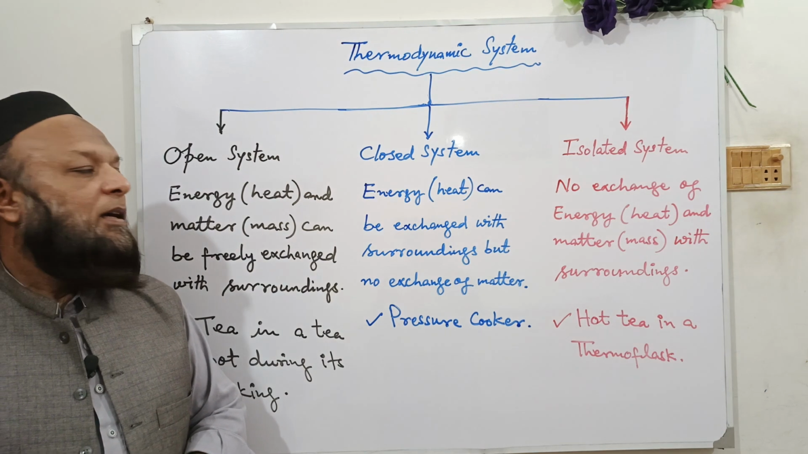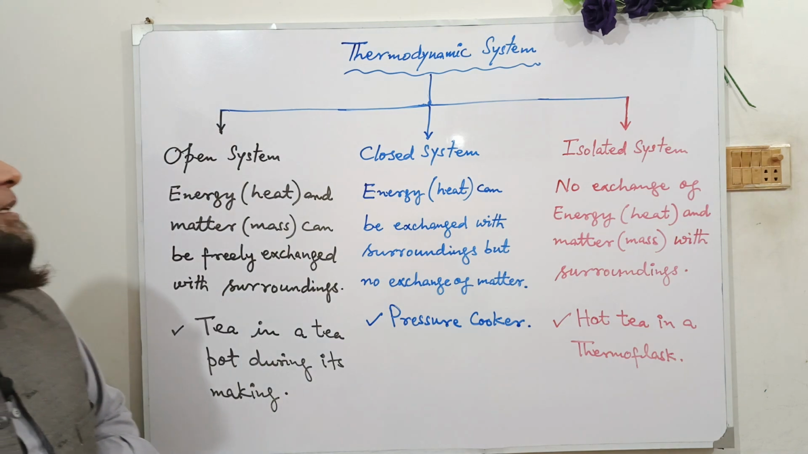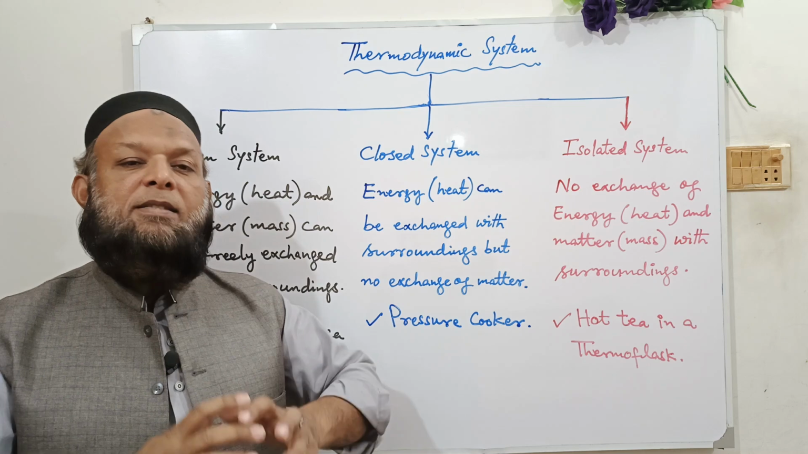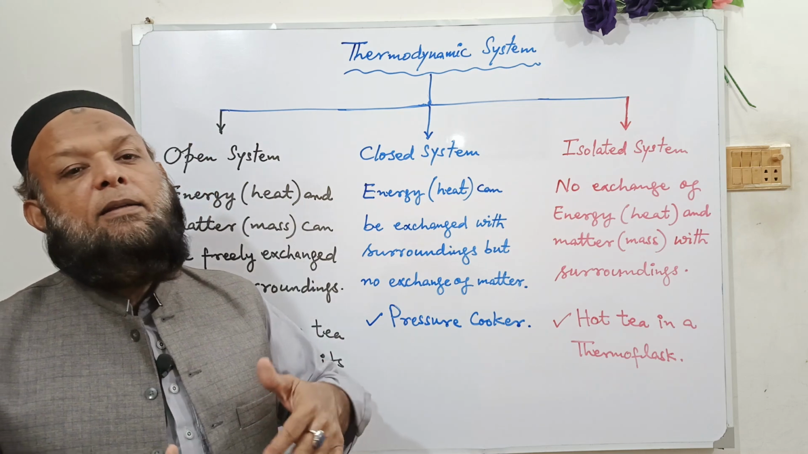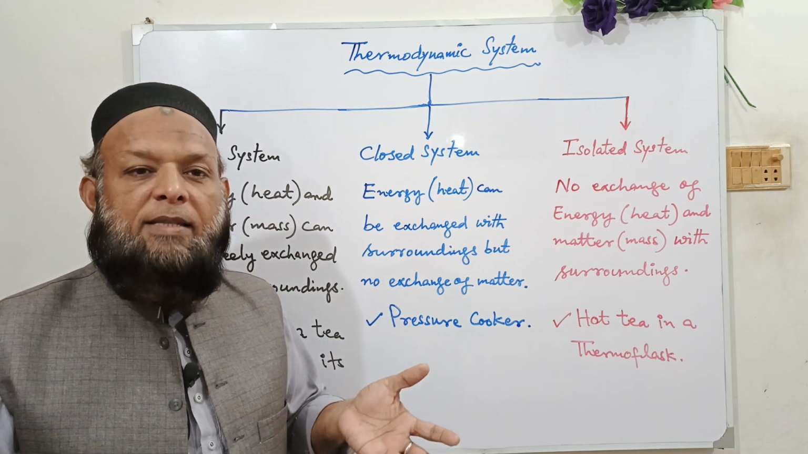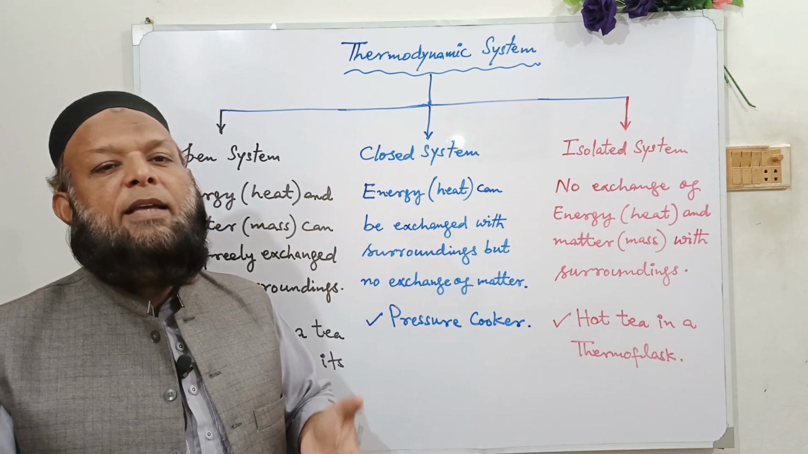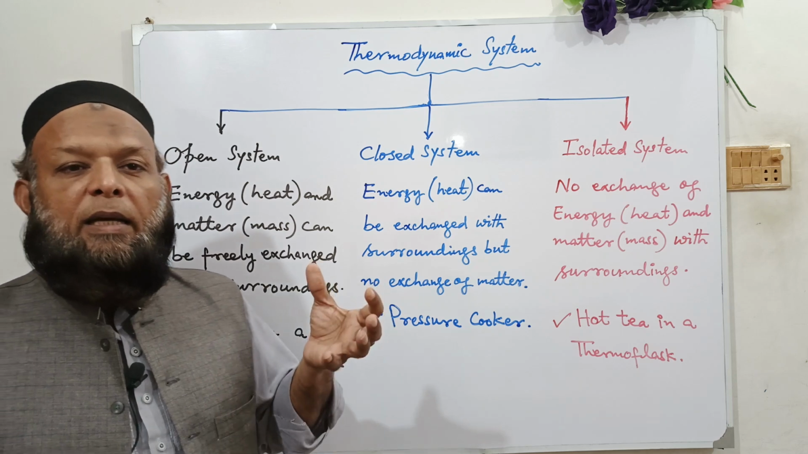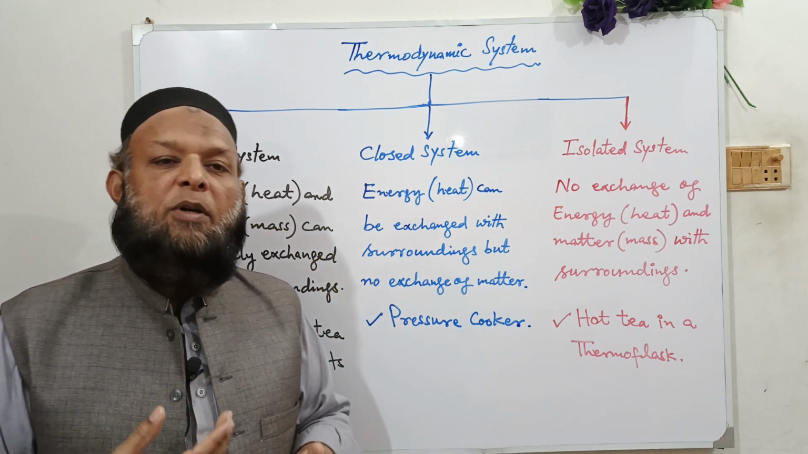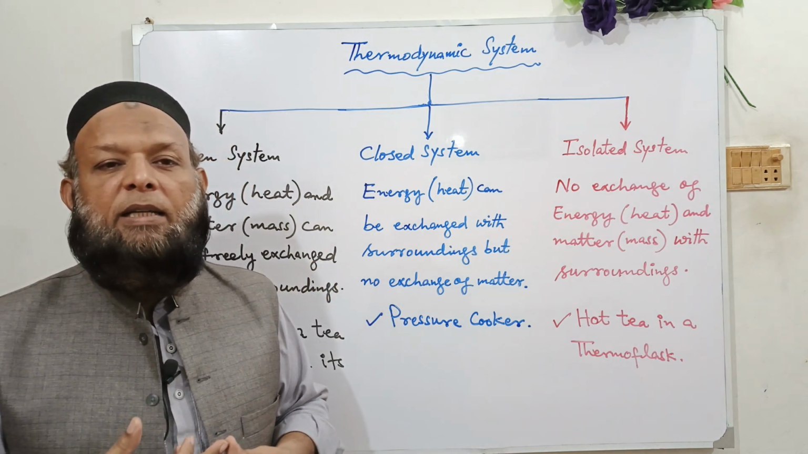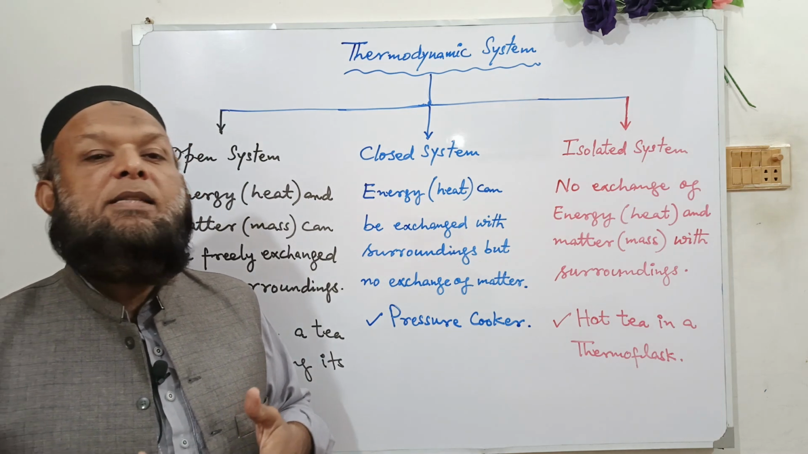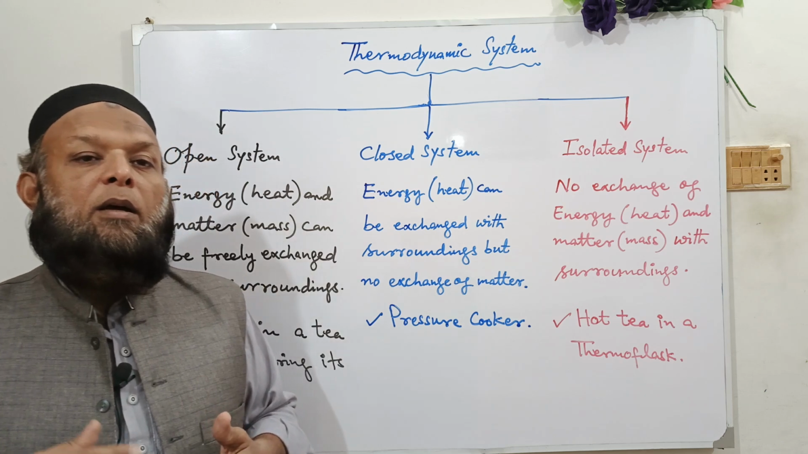Assalamu alaikum. Dear students, today we will study thermodynamic systems. A system is the one which has some boundaries, and the interior of some boundary is known as the system and the exterior is known as the surrounding. So in thermodynamics we have three types of systems. Number one is open system, number two is closed system, and the third one is isolated system.